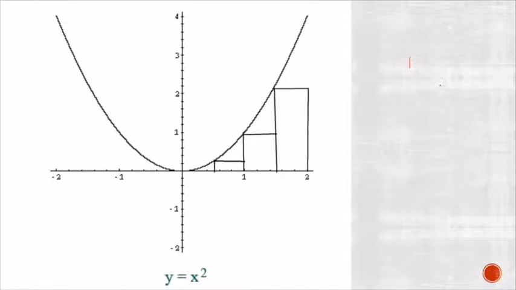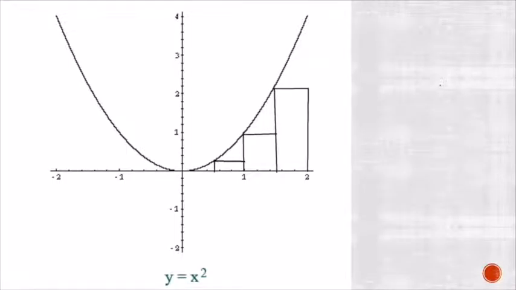Let's think about how we normally find the area. For a rectangle, we multiply the width and the length. Now let's think about finding the area underneath this graph from the x-coordinate 0 to 2. We can estimate the area underneath the curve by finding the area of some rectangles underneath the curve.